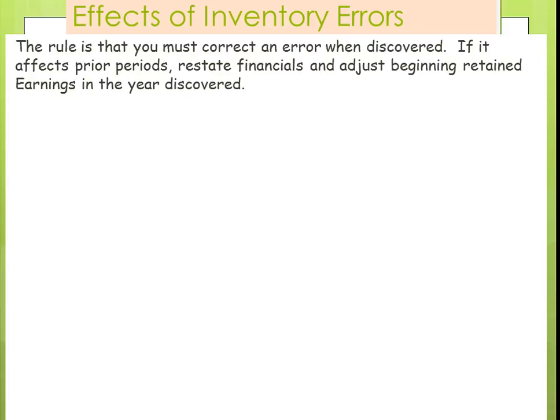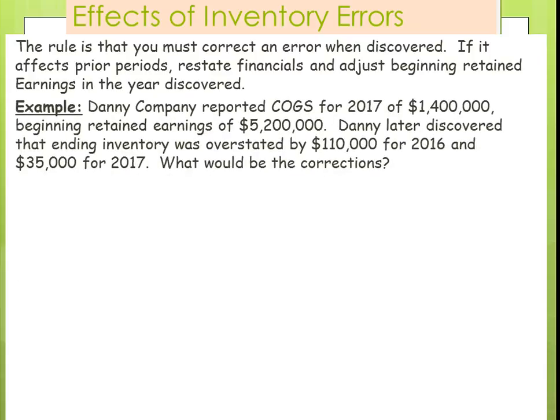Now the last thing I want to cover is what happens if you have an error. The rule is, if the error is discovered and it affects prior years, you have to adjust beginning retained earnings in the year discovered. So in our example, cost of goods sold was 1.4 million and beginning retained earnings was 5.2 million, and Danny later discovers that ending inventory was overstated by 110,000 for 2016 and 35,000 for 2017. What would be the corrections?